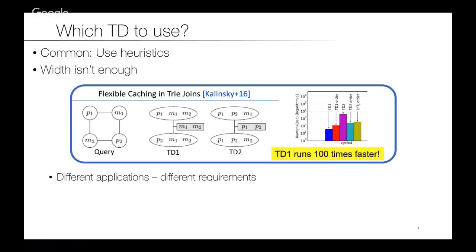So what I'm trying to say is that different applications have different requirements of the tree decompositions other than the width. So what we would like is to find tree decompositions with low width, and we would also like to find many of them. So we can choose between them according to our application.